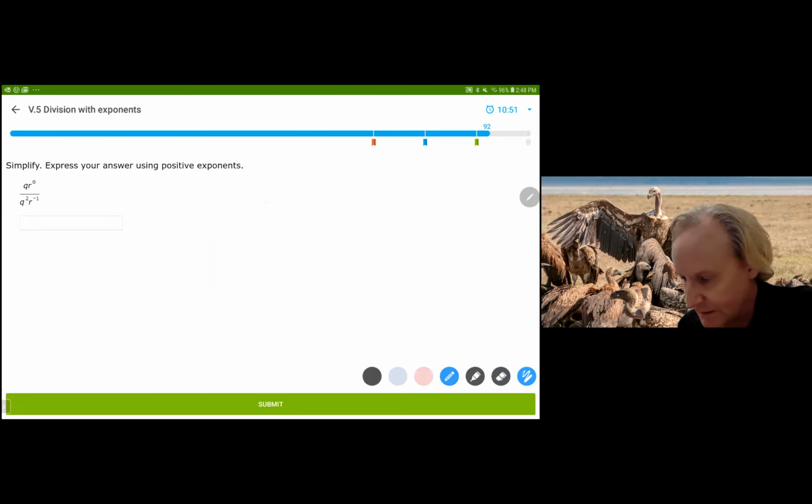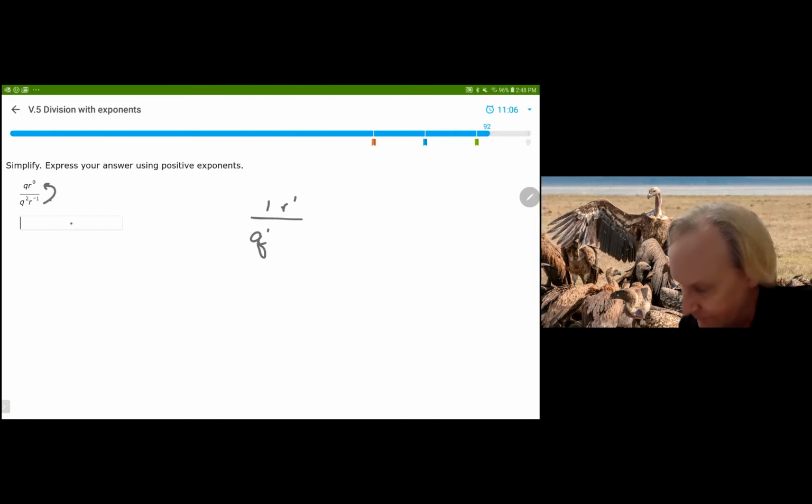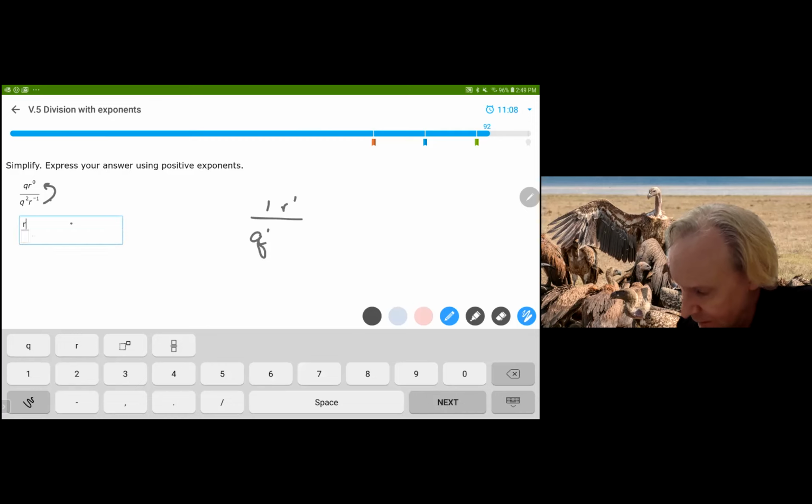So I'm going to go ahead and cancel that q in the numerator with the q squared in the denominator, which gives me just a single q in the denominator. And this r gets moved to the numerator. So I have r over q. R over q, done.